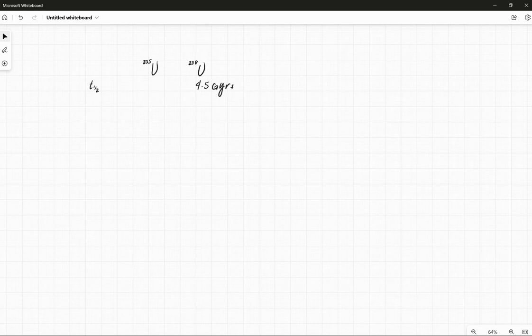Or better yet, let's write this as 710 million years, so I can fit everything in there. So we want to know what were the relative abundances of each of these at a time of 4.54 billion years, when the Earth was formed.